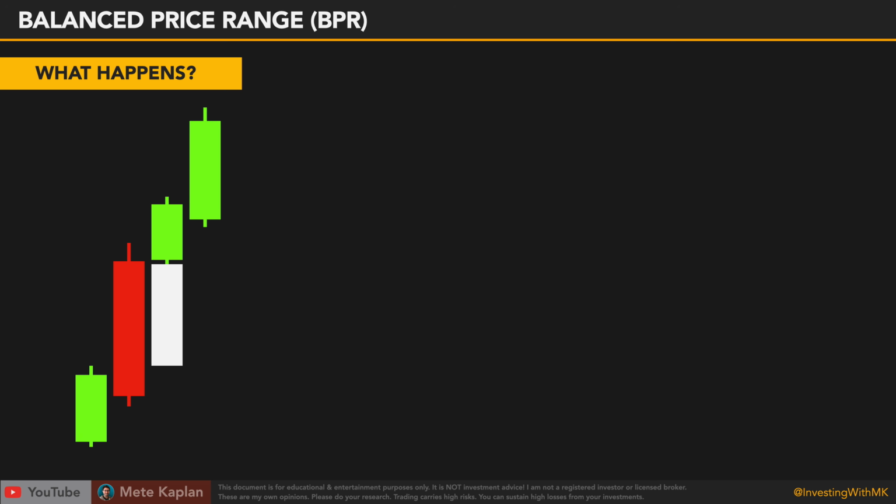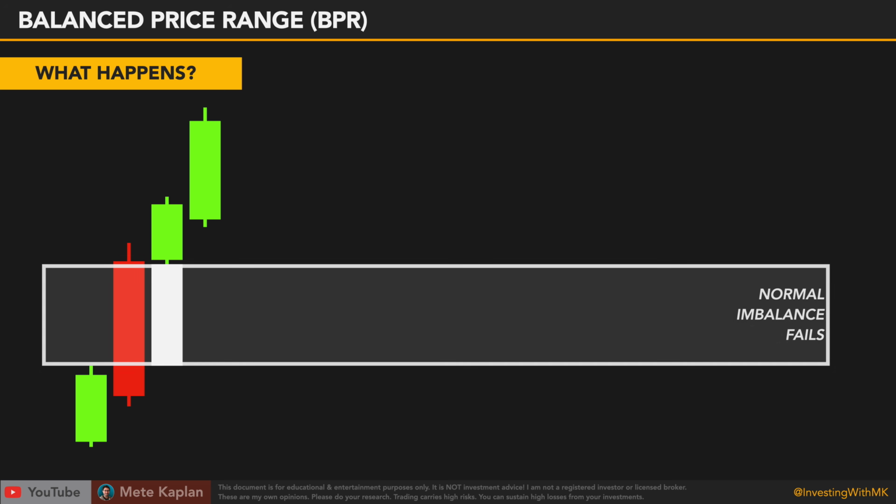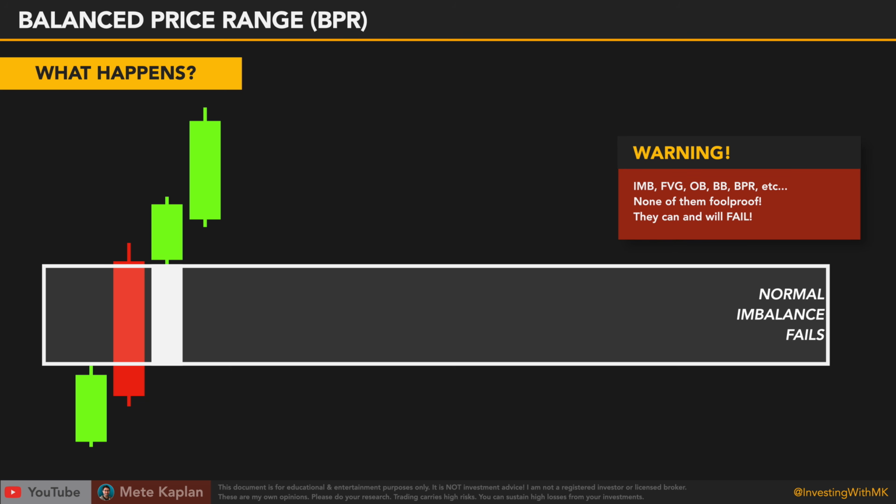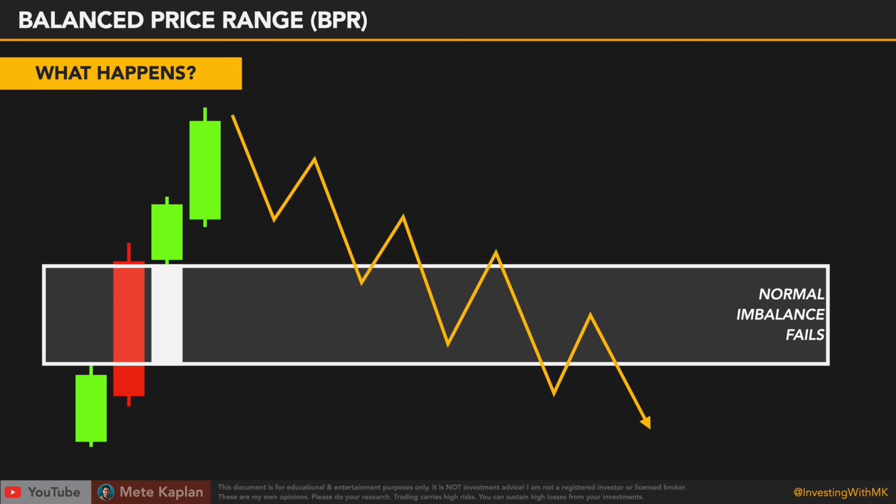The concept of BPR actually comes from failed imbalances. Every trader who learns about imbalances immediately thinks that they found the holy grail and every imbalance should work. Remember, imbalances, order blocks, breaker blocks, supplies and demands, market structure breaks or break of structures. All these can fail. None of these are set-in-stone rules. Everything in the world may fail. So sometimes the imbalance will not show any reaction or no market structure break will happen.